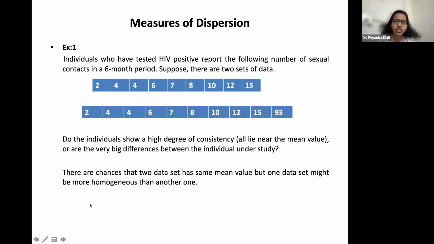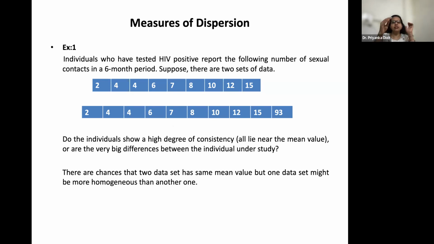So range is nothing but, just write down the formula: range is the upper limit minus the lower limit of the data set. What is the upper limit if you look at the first data set? How much is the range? 15 minus 2, that is 13. How much is the range in the second data set? 93 minus 2, that is 91.